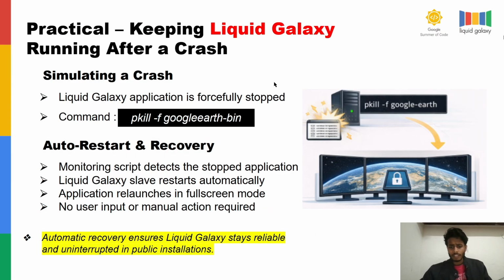So far, everything sounds perfect, but real systems are never perfect. Crashes happen, applications freeze, processes die, or memory leakage occurs. In long-running public installations, crashes are not an exception; they are expected. The real question is not whether something will crash. The real question is what happens after the crash. Let's simulate a real-world failure.